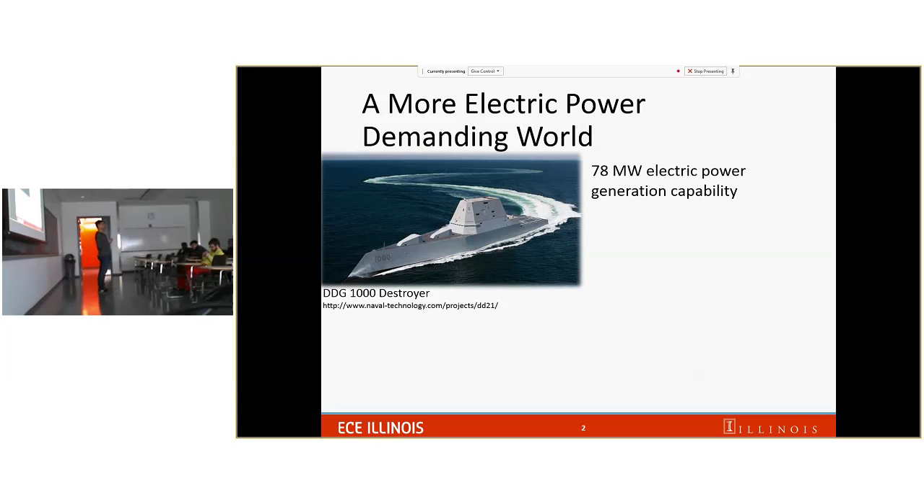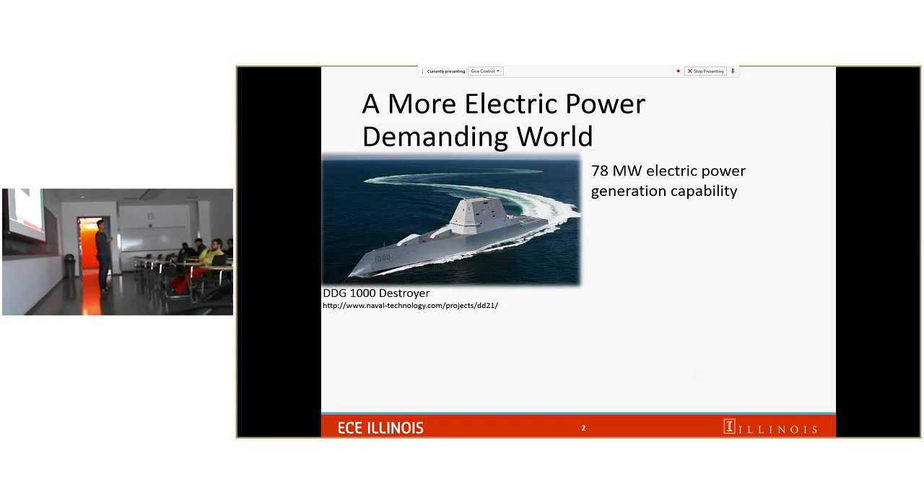Especially in transportation electrification. For example, many navies around the world, especially America, Italy, and some other European countries, are trying to electrify the fleet. For example, the DDG 1000 destroyer here is capable of generating 78 megawatt of power. To give you a sense of how much this power is, that is sufficient to power about 64,000 homes in America. 64,000.